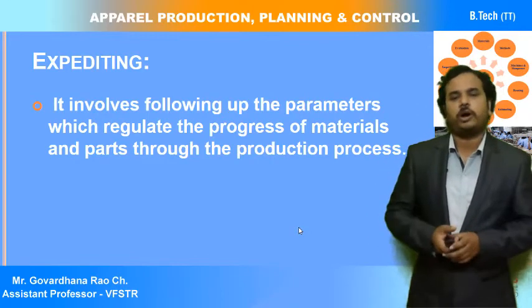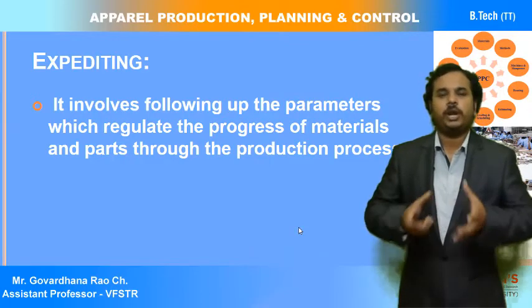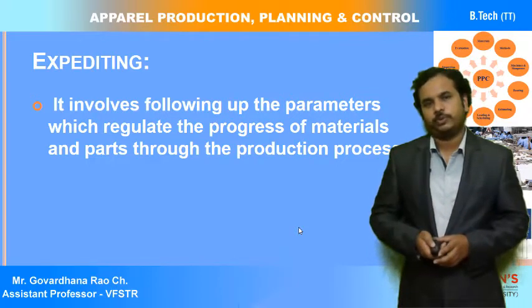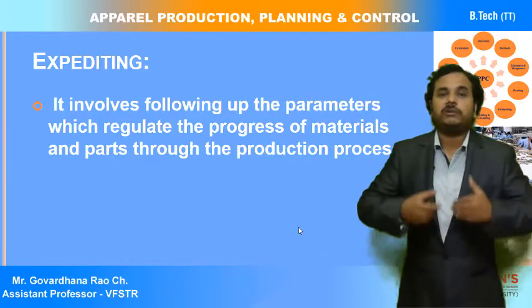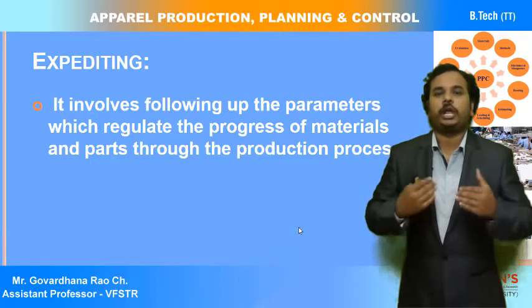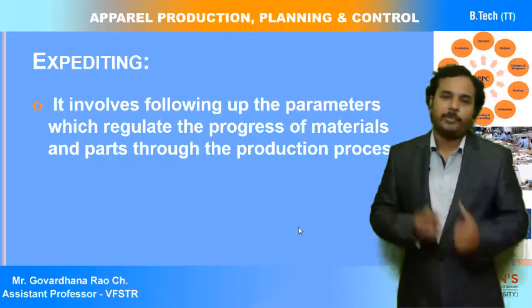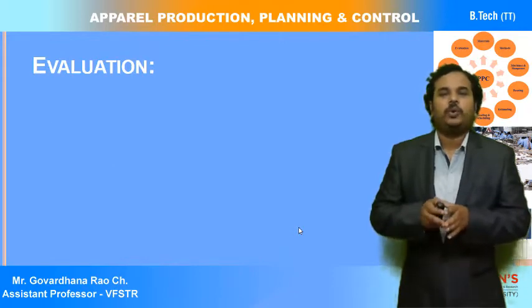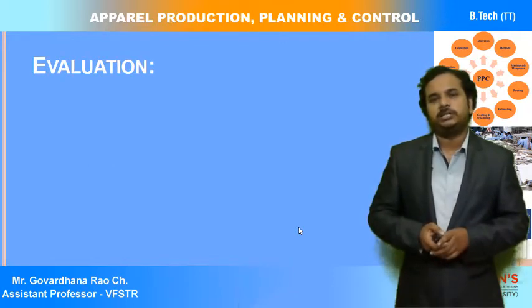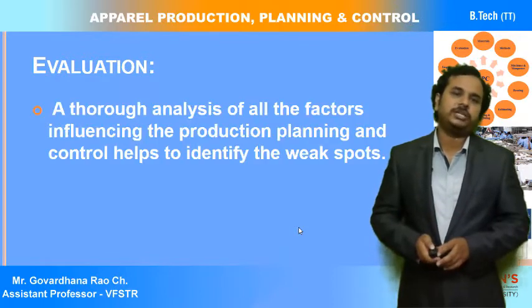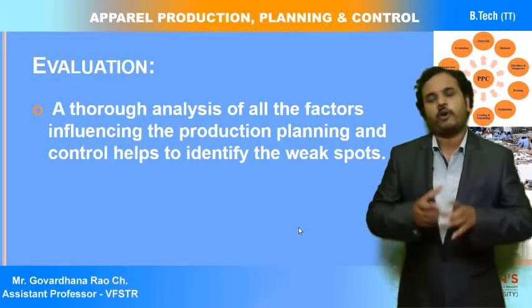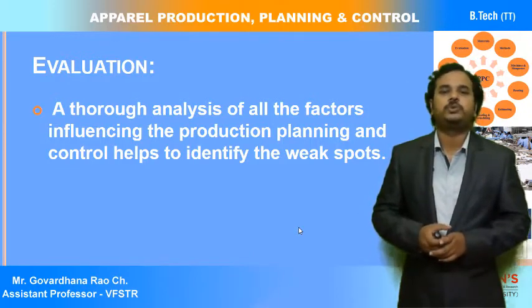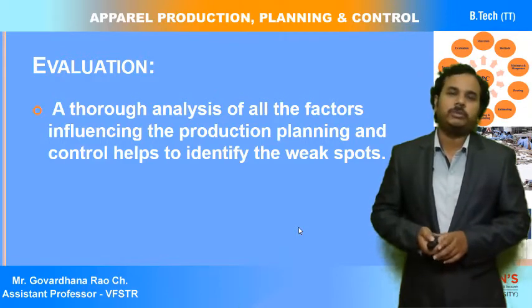Expediting involves following up the parameters which regulate the progress of materials and parts through the production process. So this is called expediting, and the final stage in PPC is evaluation. Evaluation means a thorough analysis of all factors influencing production planning and control, which helps to identify the weak spots.